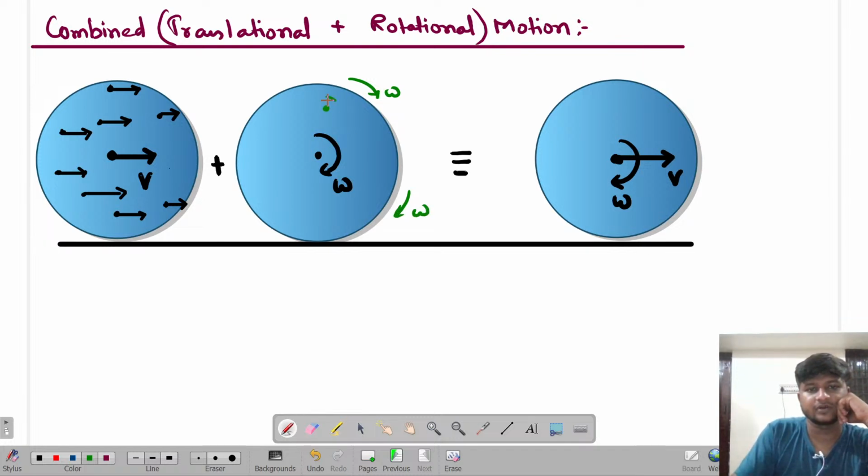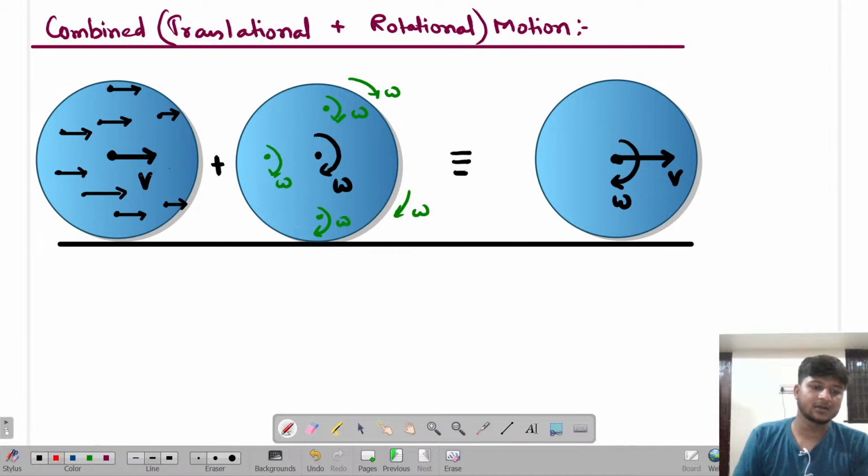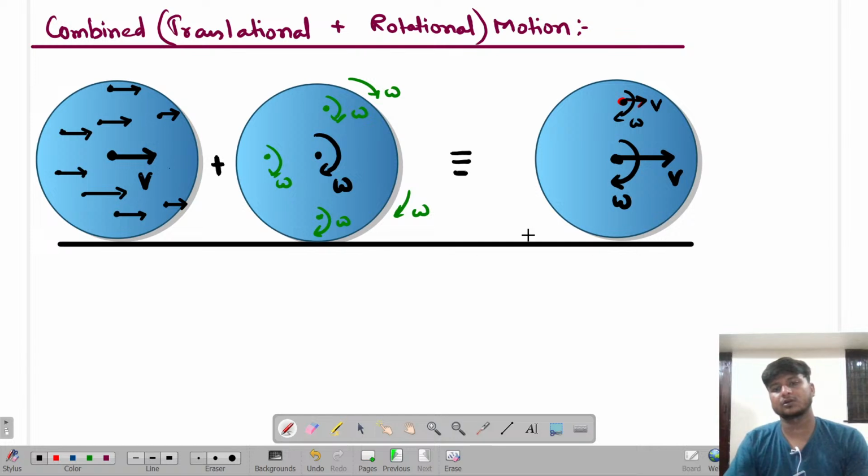So any point I select, this is also rotating, this is also rotating, and they have similar angular velocities, yes or no? So when I combine, every point has velocity v and it is rotating, then we call it combined translational plus rotational motion. Quite or not? Similarly, over here, velocity v rotating with omega.